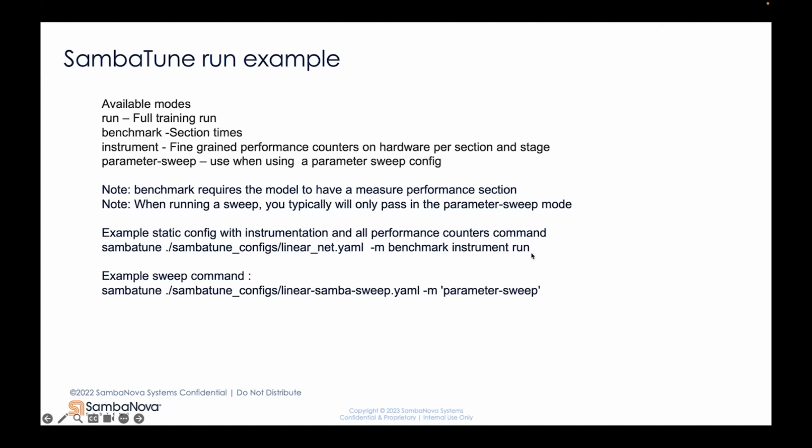Fairly self-explanatory. One thing that I didn't know until I actually tried this myself, you cannot combine parameter sweep with instrument, unfortunately. So let's say you're doing a parameter sweep and you pick out your best one, you run that best one, you're still not happy with it, then you can do a standalone SambaTune on that best one, with the instrumentation flag turned on and get more data out of it.